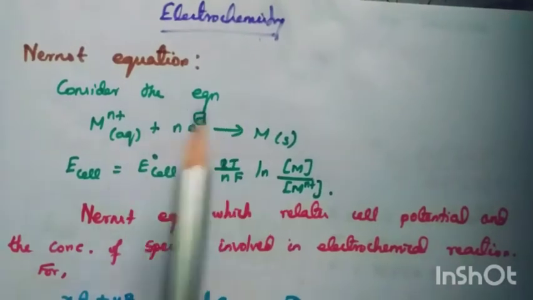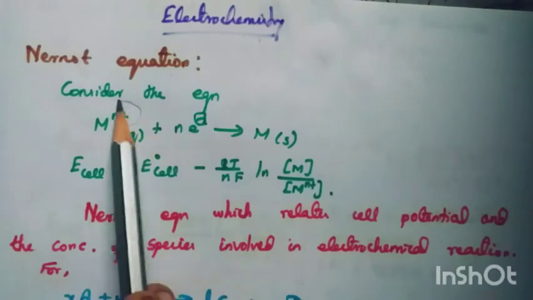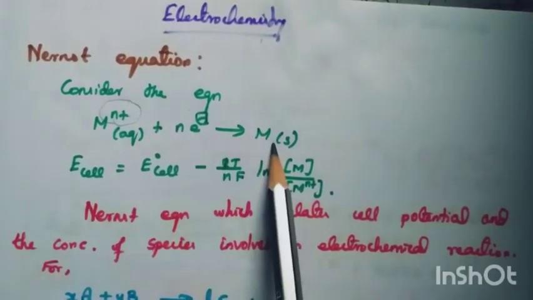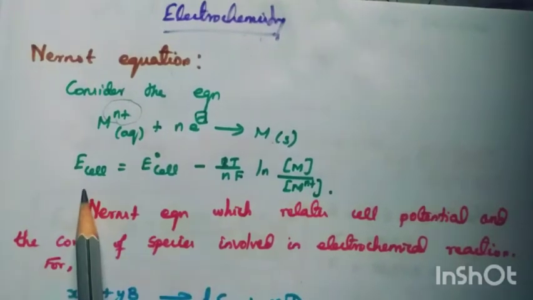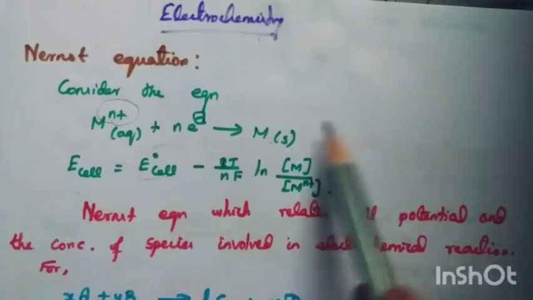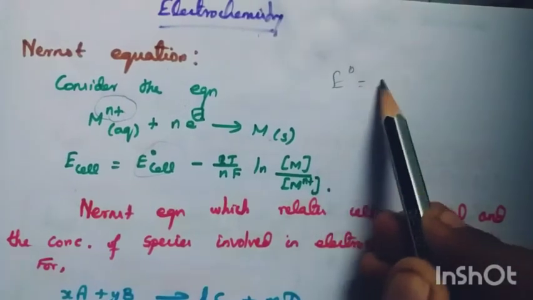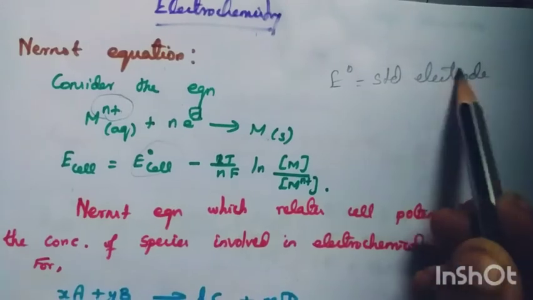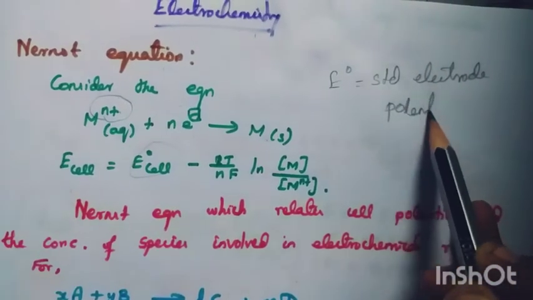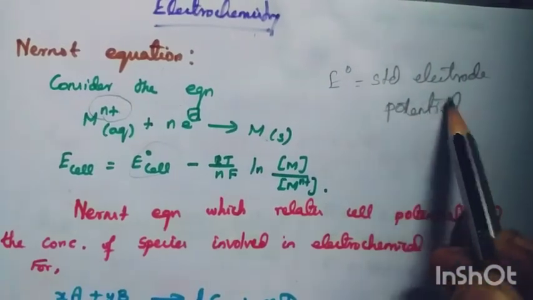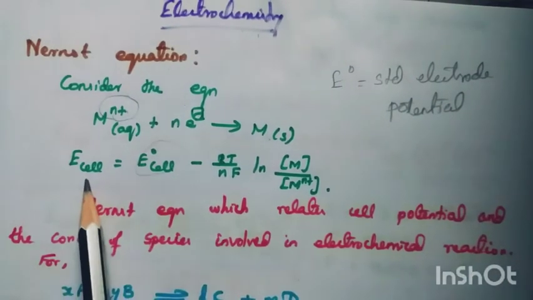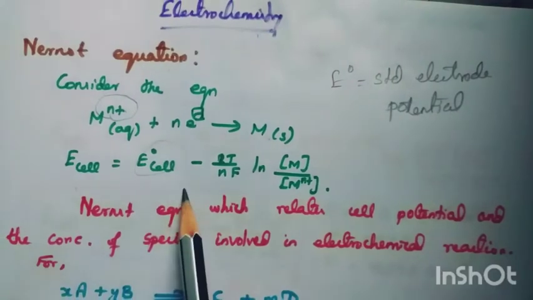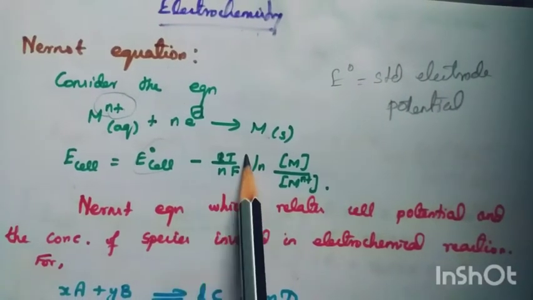Consider the equation M n plus, that means Na2 plus, Cu2 plus, like that, accept two electrons to form a metal. Then the EMF of the cell is equal to E naught. This E naught is the standard electrode potential. So this is the electrode potential, and it is standard, not mentioned as standard. Standard electrode potential minus RT by NF.